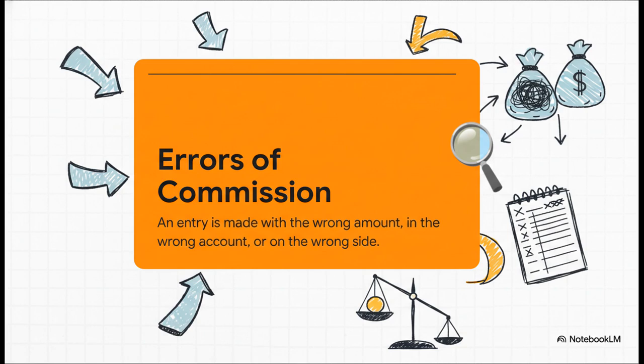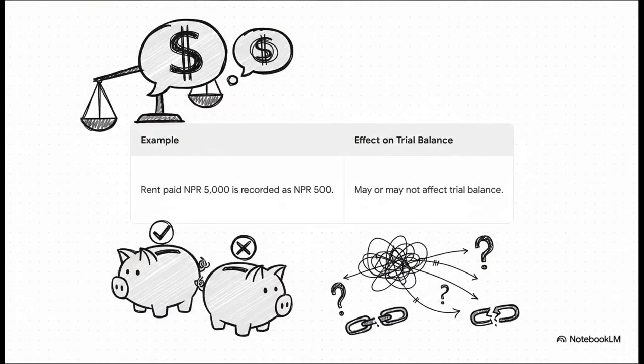This is like a classic case of mistaken identity. The transaction gets recorded, yep, but the details are just plain wrong. Maybe you type in the wrong amount, or you post it to a completely unrelated account by accident. And this is where things get really tricky. Say you paid 5,000 rupees in rent, but you accidentally record it as 500. As long as you post that same wrong amount to both the debit and credit side, the trial balance won't know the difference. The numbers are wrong, but they're consistently wrong, so it all balances out.